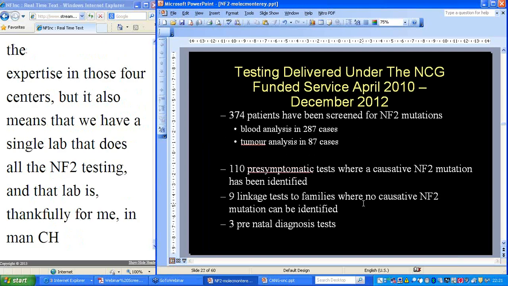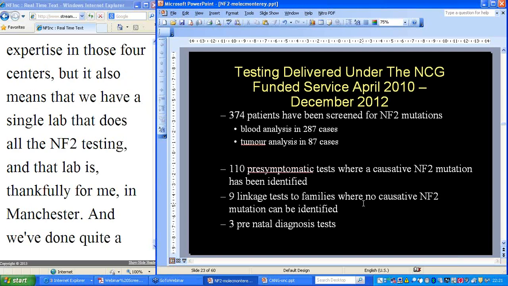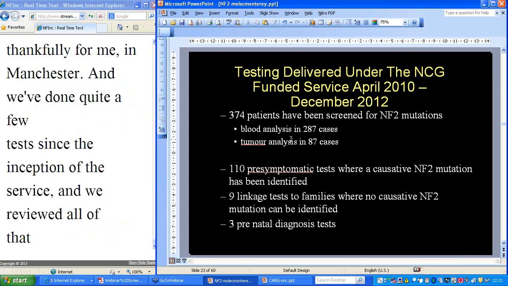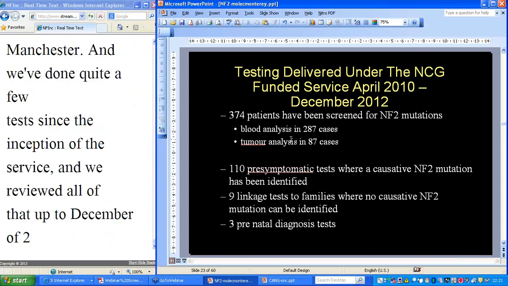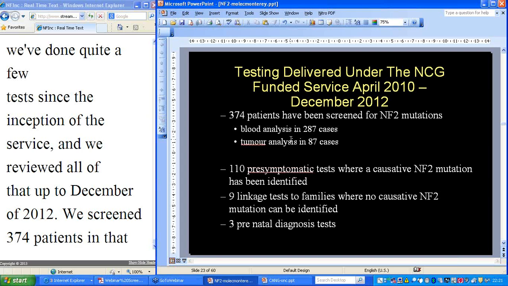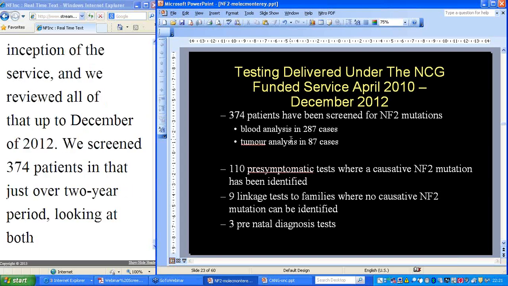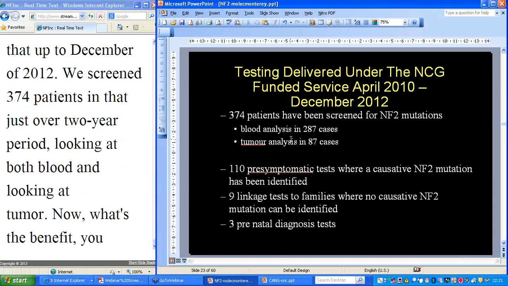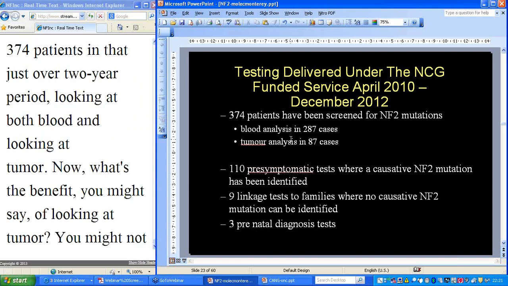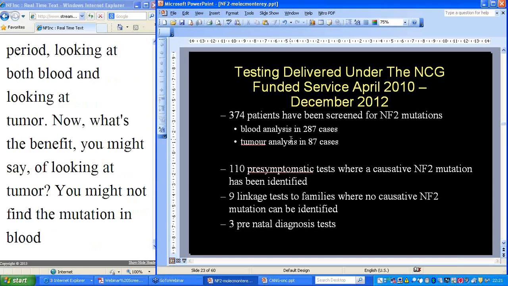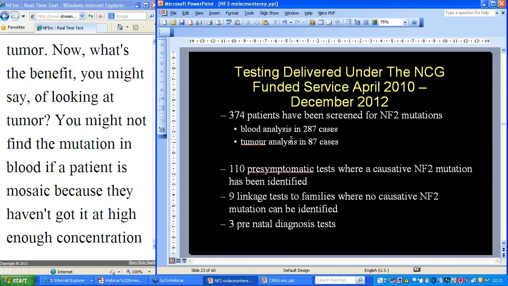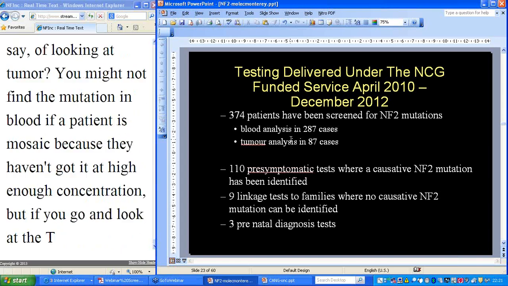And we've done quite a few tests since the inception of the service, and we reviewed all of that up to December 2012. We've screened 374 patients in that just over 2-year period, looking at both blood and looking at tumor. Now, what's the benefit, you might say, of looking at tumor? Well, you might not find a mutation in blood if a patient is mosaic, because they haven't got it at high enough concentration. But if you go and look at the tumor, you can find the mutations in the tumor.